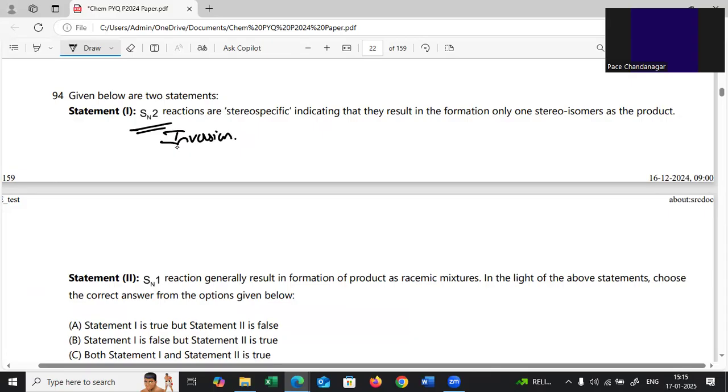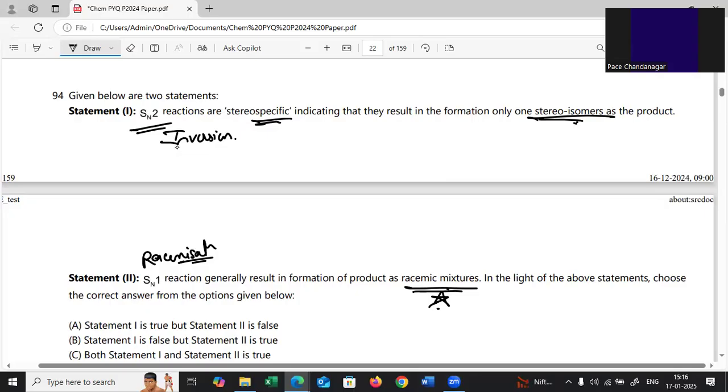Inversion, whereas SN1 goes with racemization, racemic mixtures. So SN2 reactions are stereospecific, indicating that they result in the formation of only one stereoisomer as the product. Yes, stereospecific, one stereoisomer, correct. And SN1 gives the formation of the product as racemic mixtures. Yes, in the light of the above statements, both are right. Statement 1 and 2 both are right.